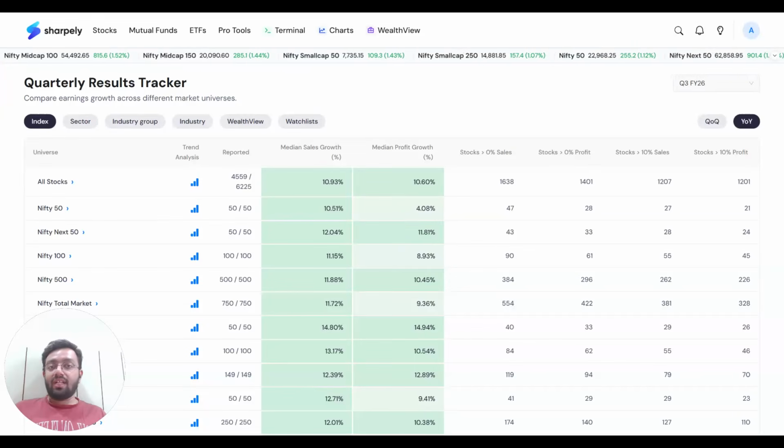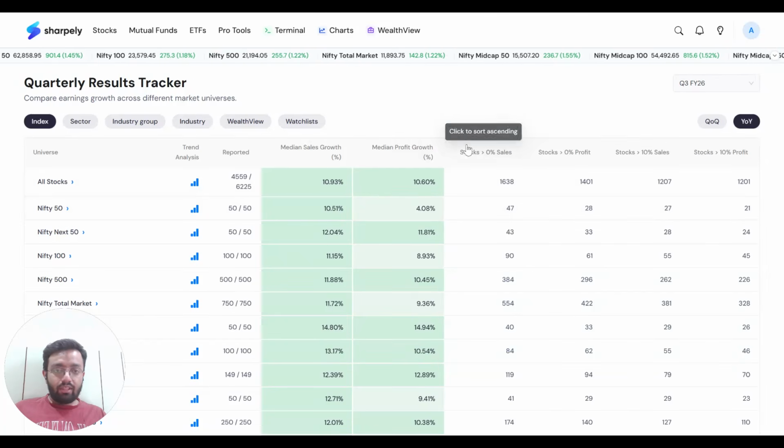Hello, everyone. I'm super excited and happy to announce the launch of a new feature on Sharply, and that is Quarterly Result Tracker 2.0. Now, this is a much more powerful, data-driven, and insightful version compared to the previous version of the Quarterly Results Tracker.